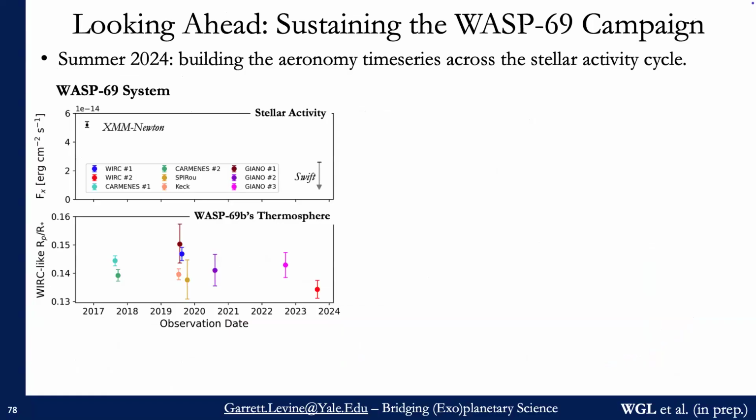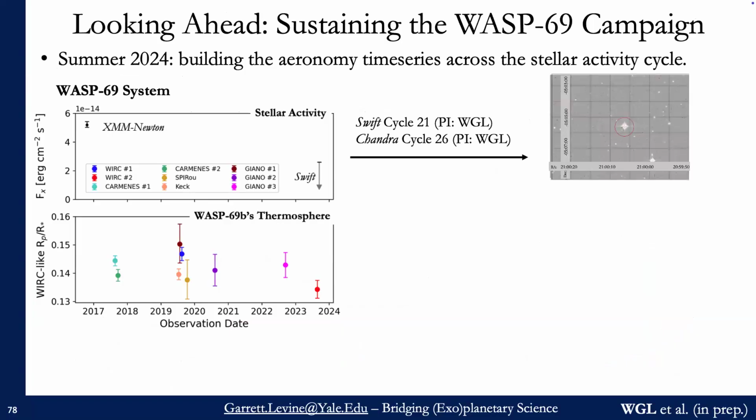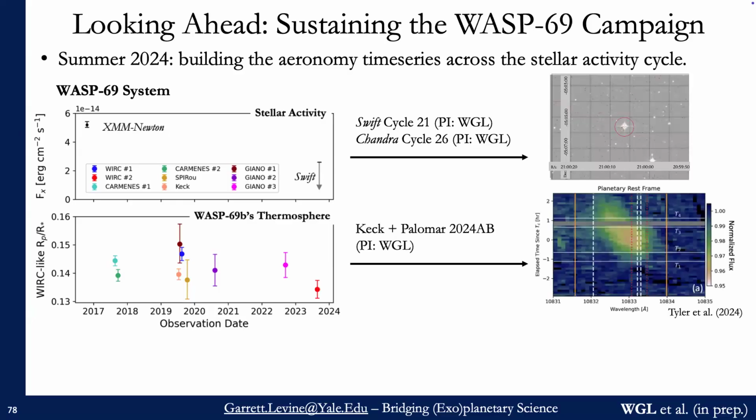Now, of course, looking ahead, what we would really like is more points on that modeling plot. We would like to relate not just points with 1 sigma error bars, but multiple points to relate with modeling, because that can constrain the energetics of the hydrodynamic escape. So really, we'd like to build out the aeronomy time series across this activity cycle, and we're well on our way to doing so. We just collected more SWIFT cycle 21 data on this planet, and as of yesterday, we just got our Chandra time scheduled to observe this target this winter.